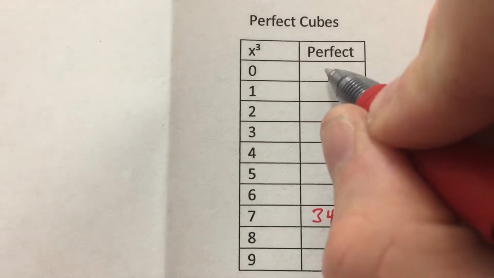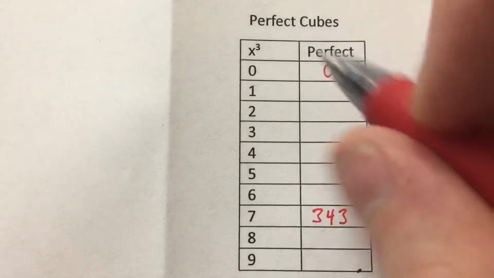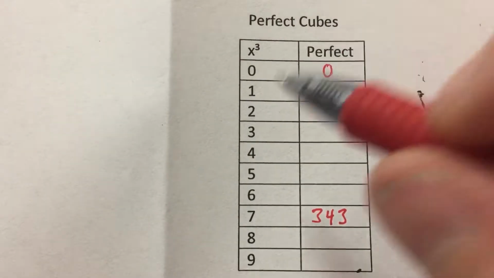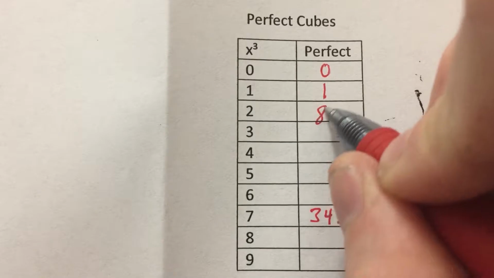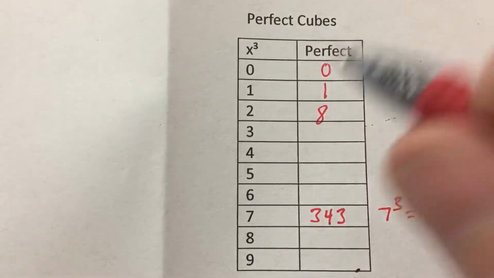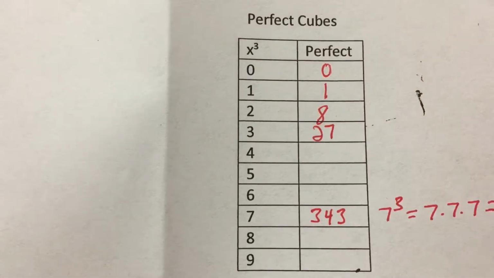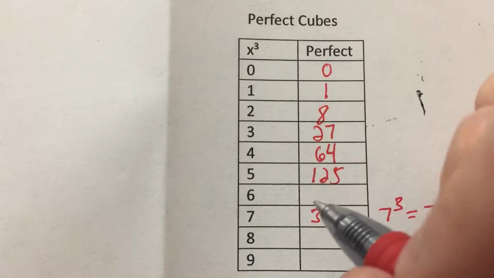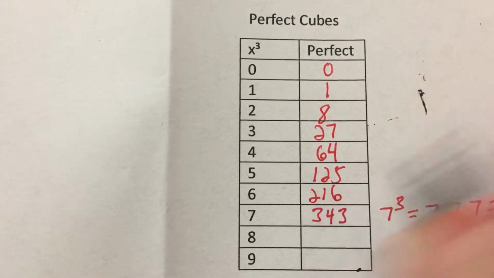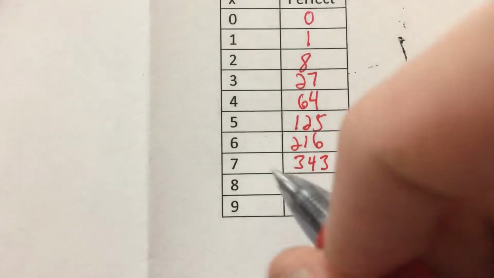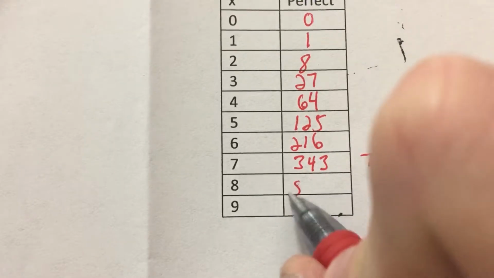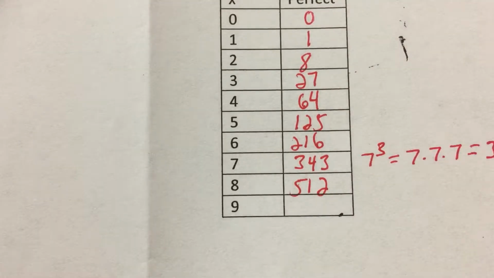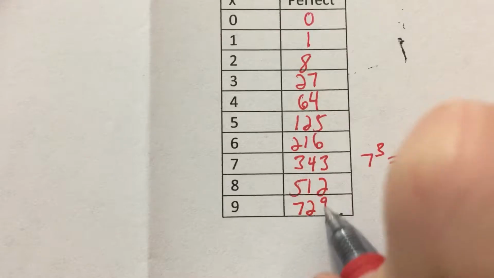What is 0 to the third? 0. 1 to the third? 1. 2 to the power of 3 is 8. 3 to the power of 3 is 27. 4 to the power of 3 is 64. 5 to the power of 3 is 125. 6 to the power of 3 is 216. We did 7. 8 to the power of 3 is 512. And 9 to the power of 3 is 729.